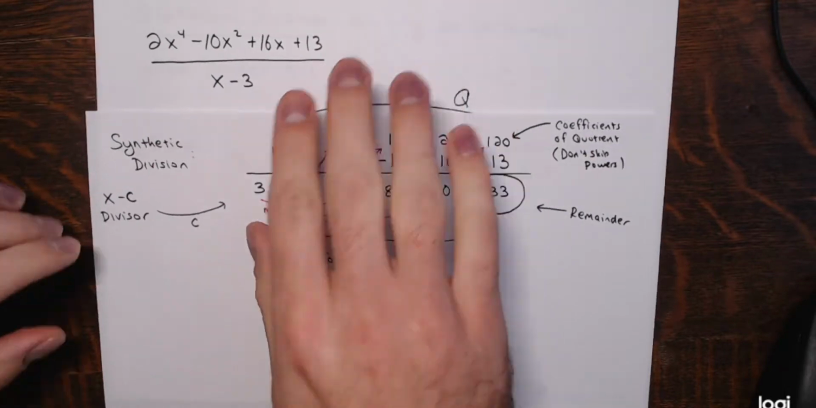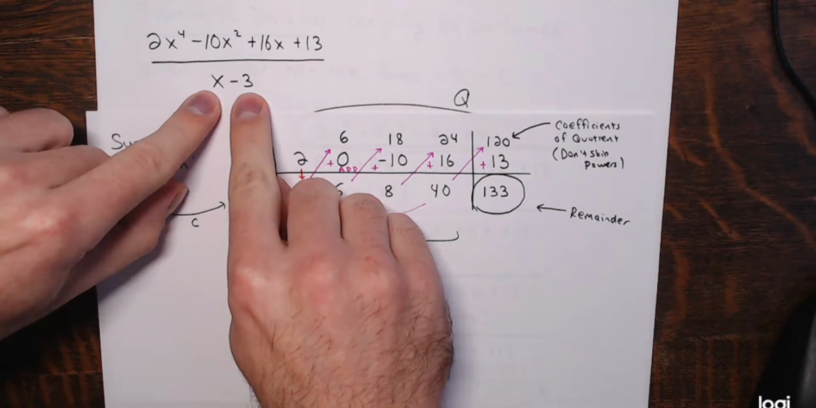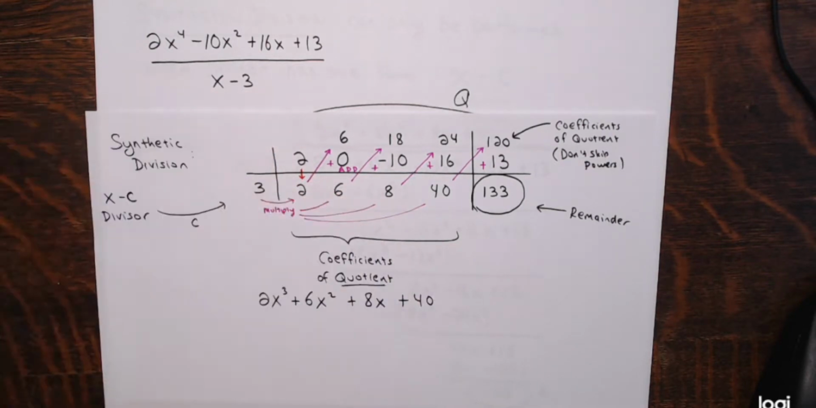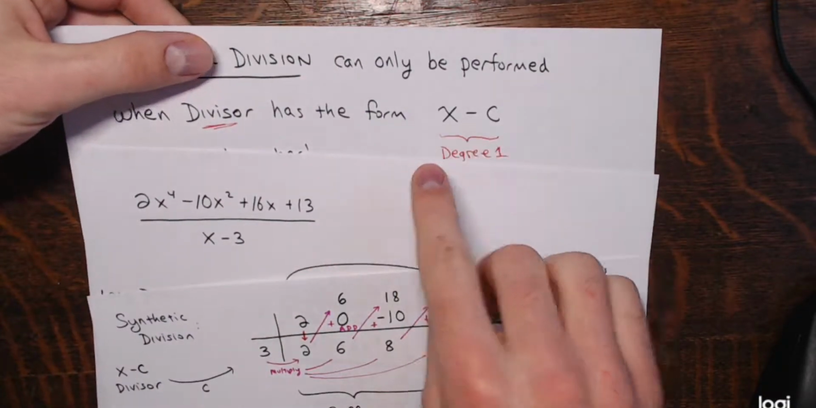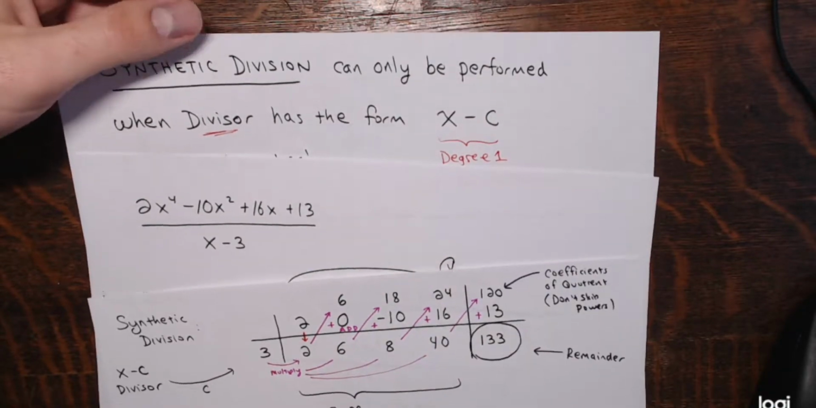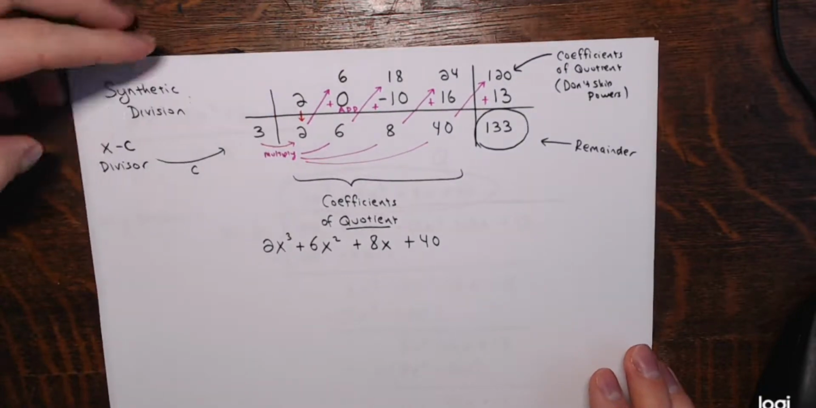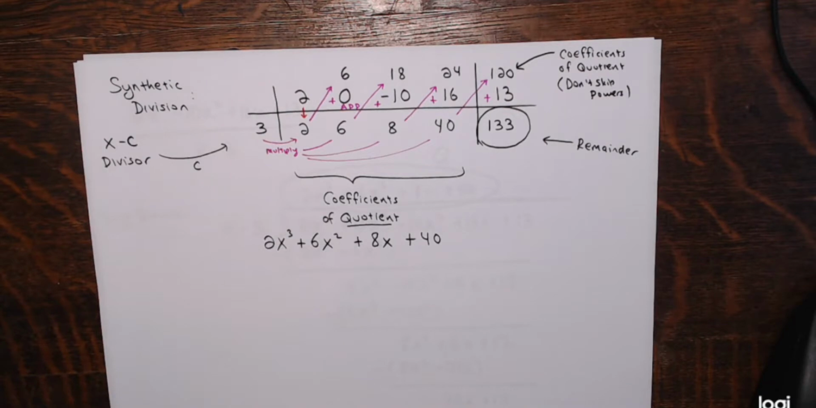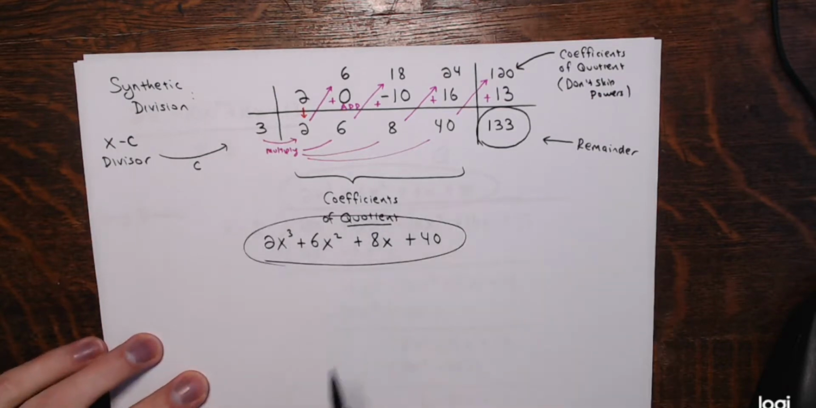But once again, this can only be done when the divisor is a degree 1 polynomial with a lead coefficient of 1. It has the form x minus c. And if it's x plus a number, you can always write that as x minus a negative number, right? But in this very specific scenario, you have to have a divisor that's degree 1 with a lead coefficient of 1. It's gotta be that way.